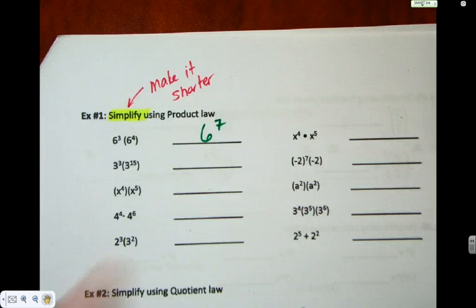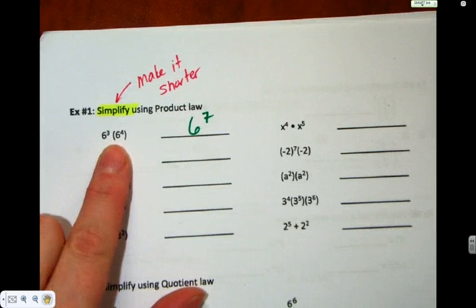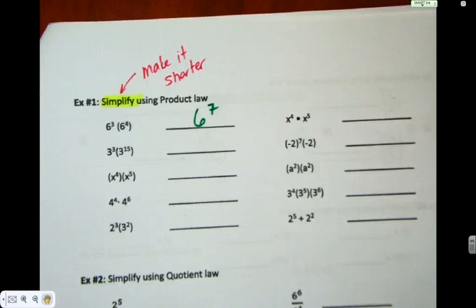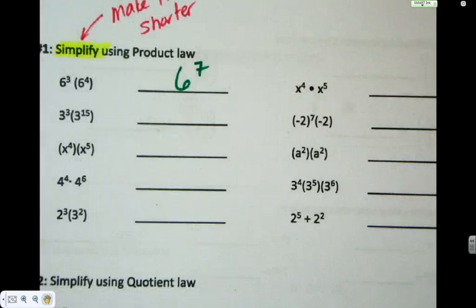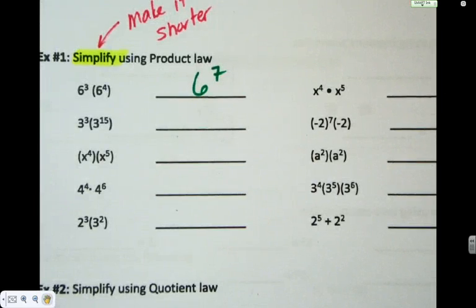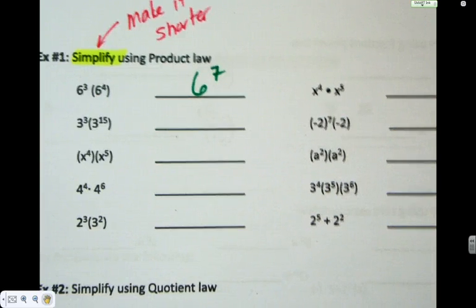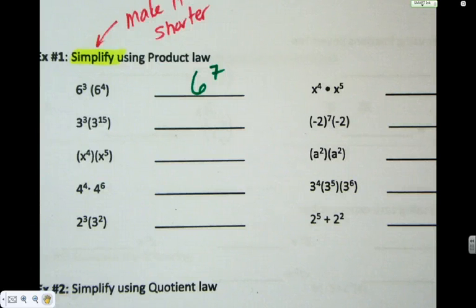As a mathematician, I would never write this as 6 to the 3 times 6 to the 4. I would always want to simplify it, because mathematicians hate wasting space. We like things to be compact and simple. I'm going to work down the columns, so I'm going to go to 3 to the 3 times 3 to the 15. We didn't even touch 15 last unit. That was scary, freaky scary. Now it's no big deal.